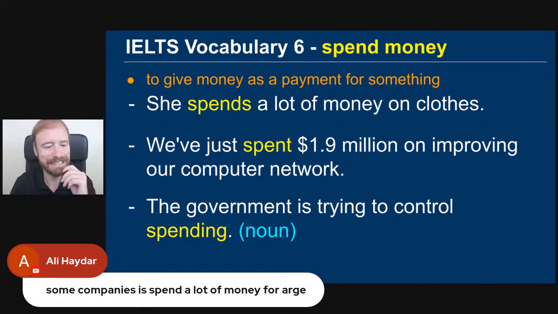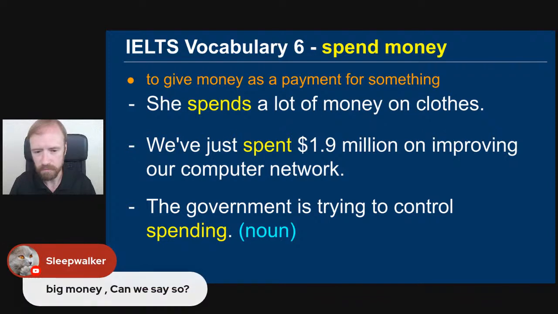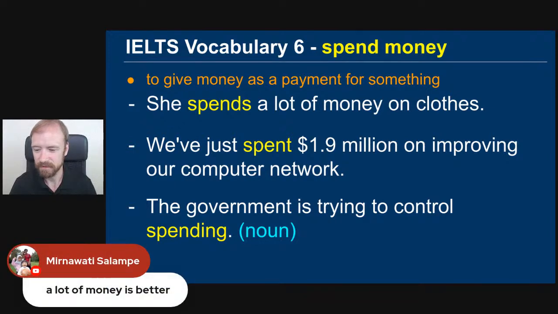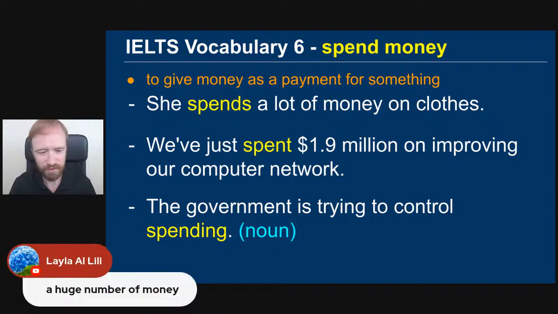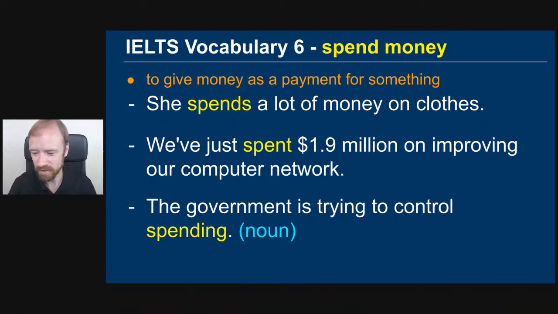Some companies spend a lot of money for R&D. What's that? Big money. Oh, Sleepwalker, you don't want to say big money. Sounds like broken English. Big money, small money. No, no. Getting better. We'll talk about this later. A huge number of money. We'll talk about this later. I got some words to use. Considerable money. Yeah, that could work.